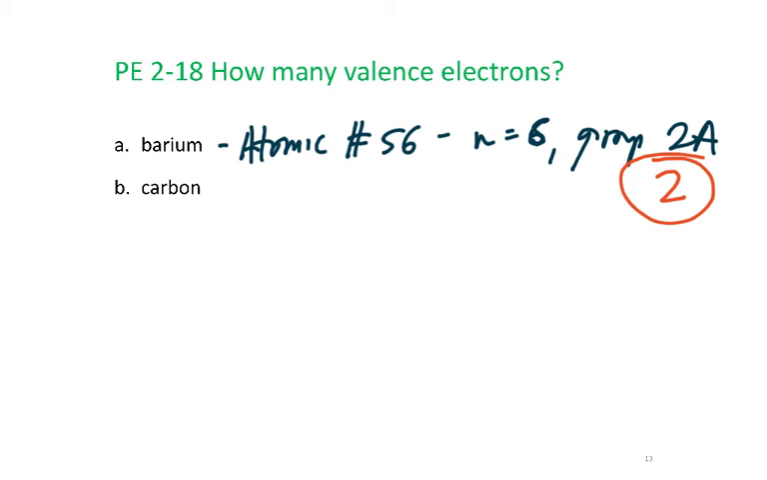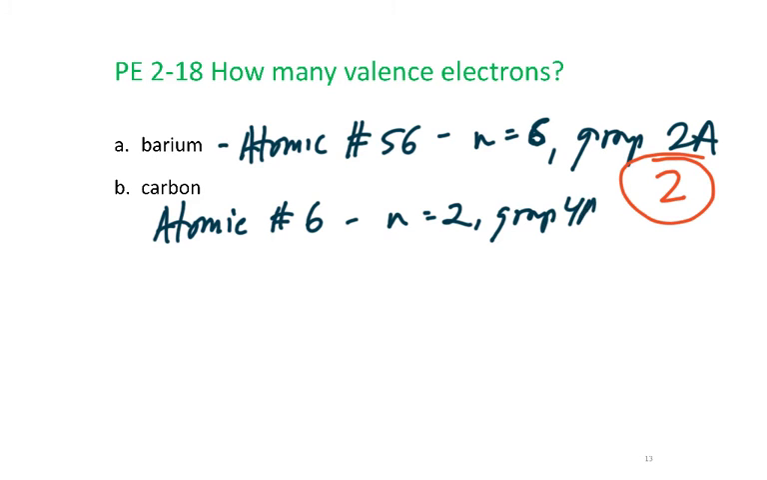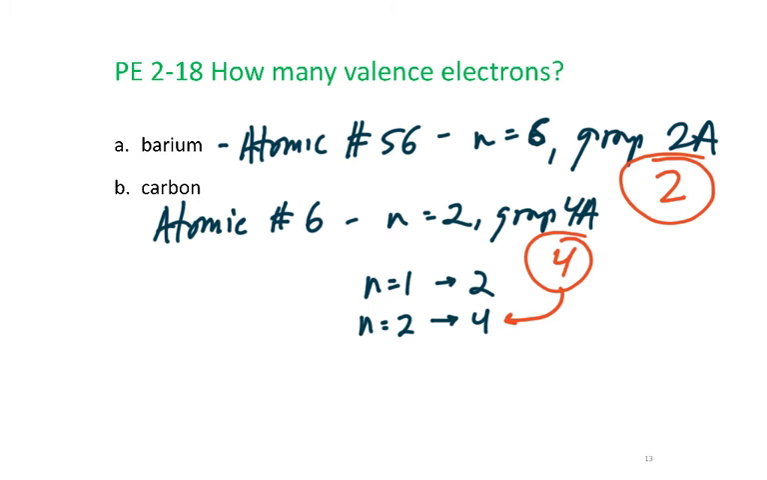All right, carbon. We talked about that one before, but now we have new terminology with valence electrons, and we know that it's atomic number 6. It's in the n=2 row, and it's group 4A, so it has 4 valence electrons. Before, we talked about it having 2 electrons in n=1 and 4 electrons in n=2. Now we see that those 4 are what we would call valence electrons.